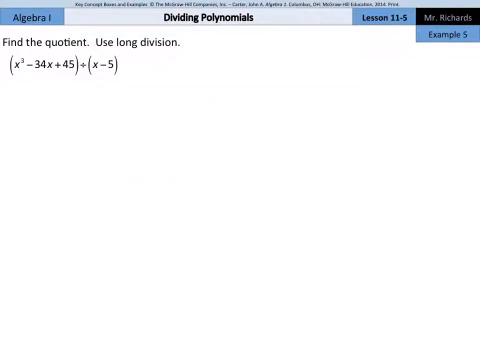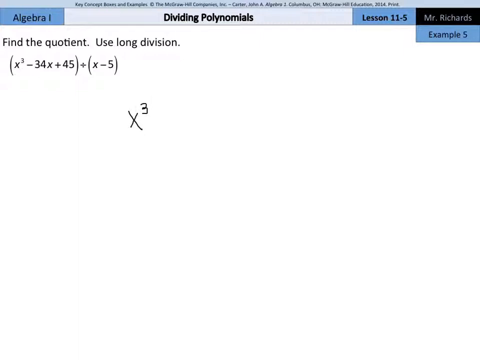In our last example of the lesson, we need to find the quotient once more and use long division. Except this time there's a little bit of a twist. We have x cubed minus 34x plus 45. And then we have divided by x minus 5. What we need to do is insert a missing term here. We have our x cubed.